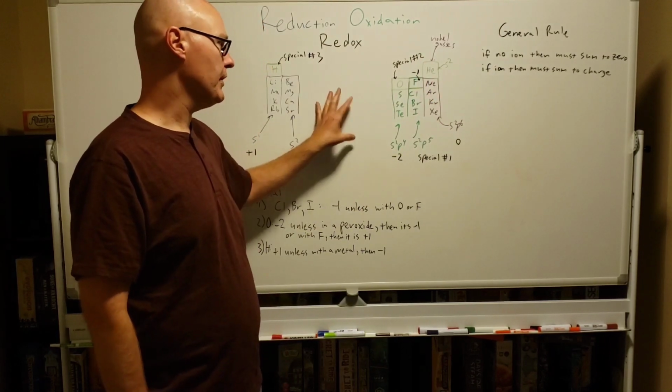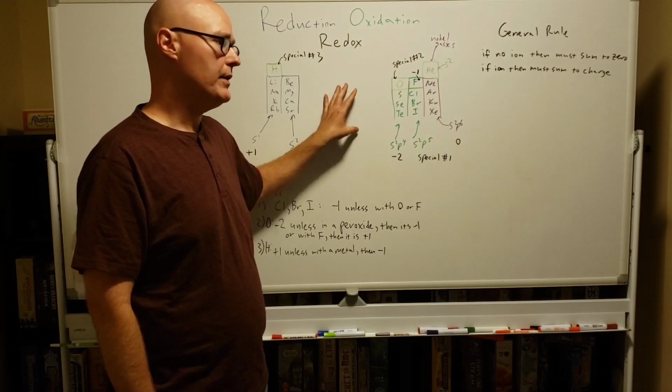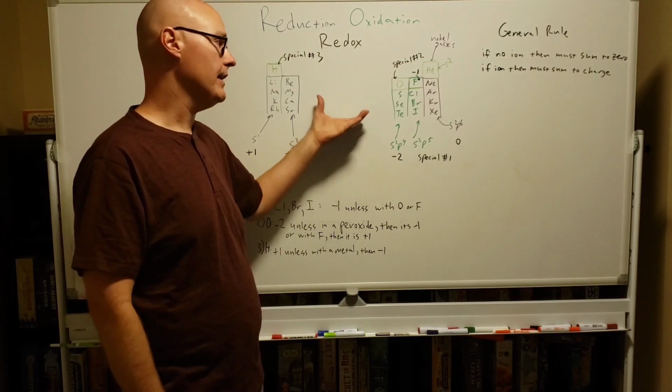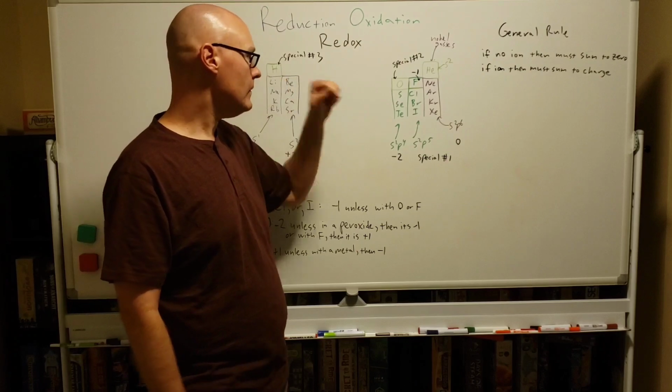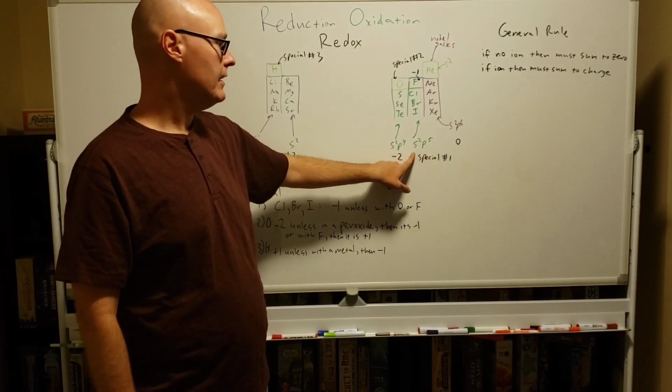Same kind of principle we're going to do with the metals. We're going to ignore those because they're going to respond to whatever else is going on. Right? We're going to look at the other rules and see how they apply to the metals. Okay. All right. The halogens are going to be special here.